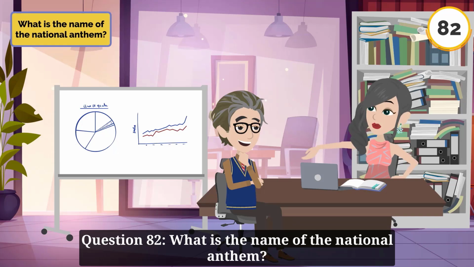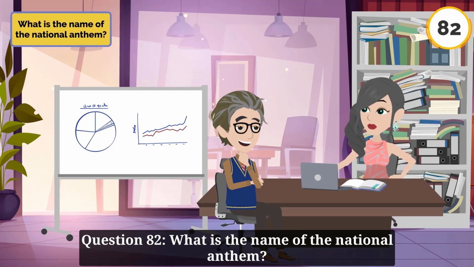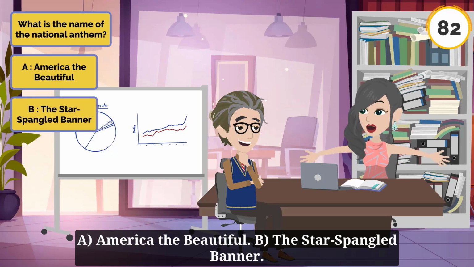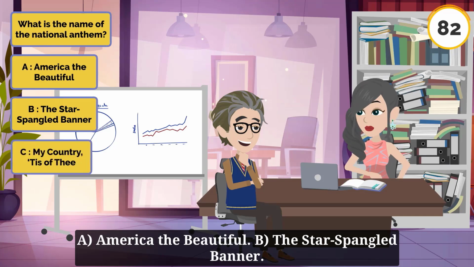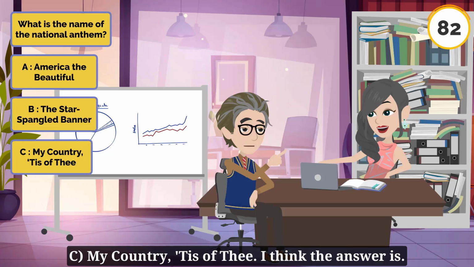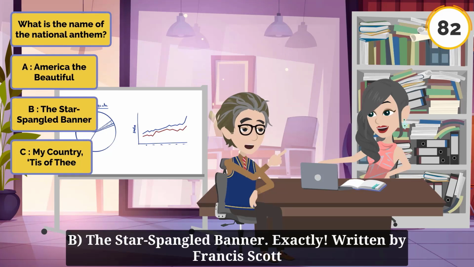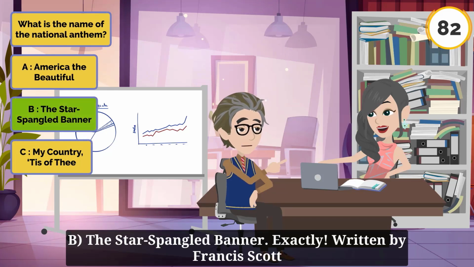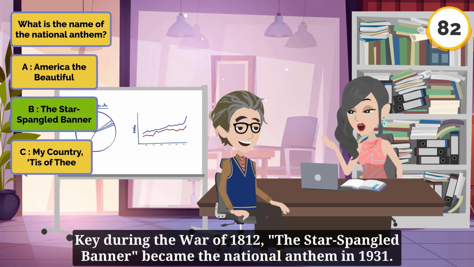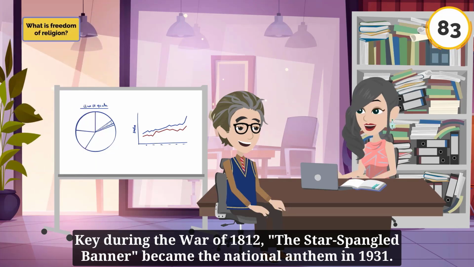Question 82. What is the name of the national anthem? A. America the Beautiful. B. The Star-Spangled Banner. C. My Country, 'Tis of Thee. I think the answer is B. The Star-Spangled Banner. Exactly. Written by Francis Scott Key during the War of 1812, the Star-Spangled Banner became the national anthem in 1931.